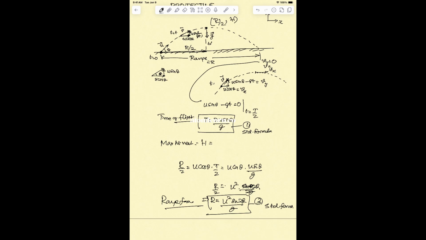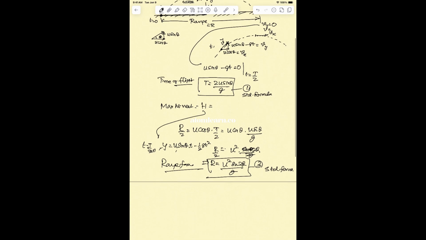Now we come back to the maximum height reached. The maximum height is reached at time t equal to T by 2. What is the y displacement? Y is nothing but, applying the constant retardation motion to the initial velocity in the vertical direction, u sin theta into t minus half g t squared.